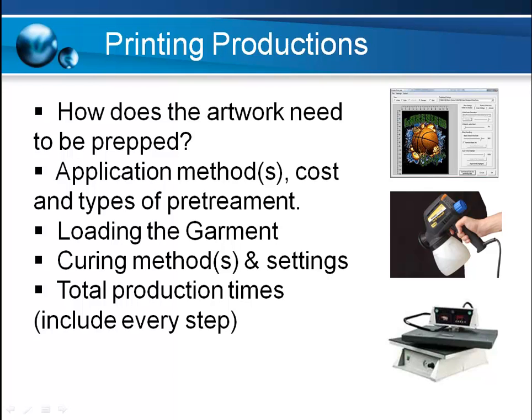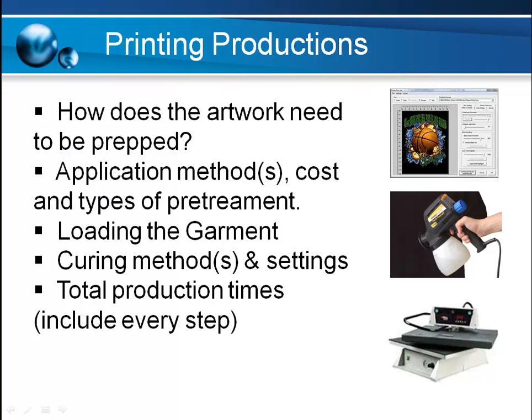We'll also look at the curing method: how do we cure the ink that we print onto the shirt? In some cases that means using a heat press, and other inks will allow us to use a conveyor dryer, and in some cases they give you the option of using either a heat press or a conveyor dryer. But know what those steps are, including the time, temperature, and pressure on a heat press, or the temperature and dwell time on a conveyor dryer.